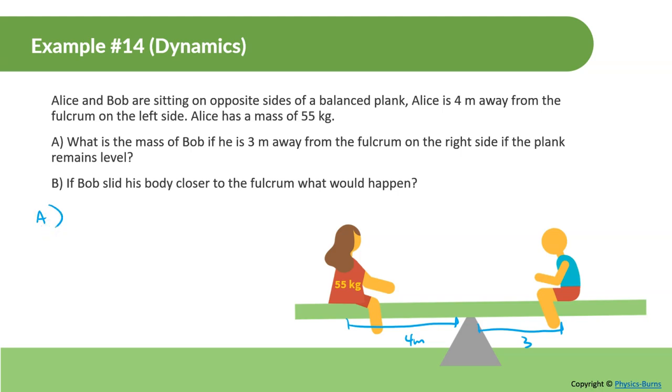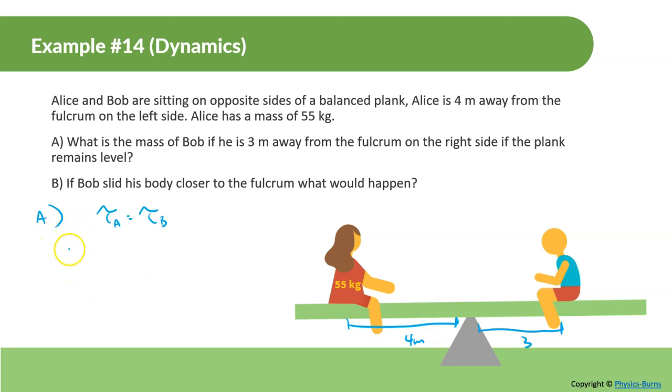Okay, so part A, how are we thinking about this? We did it a certain way before where we found the torque and then set it aside, but what I want to do now is say the torque of Alice is equal to the torque of Bob. Because if they're balanced, they have the same amount of torque, so I'm just going to set them equal to each other.